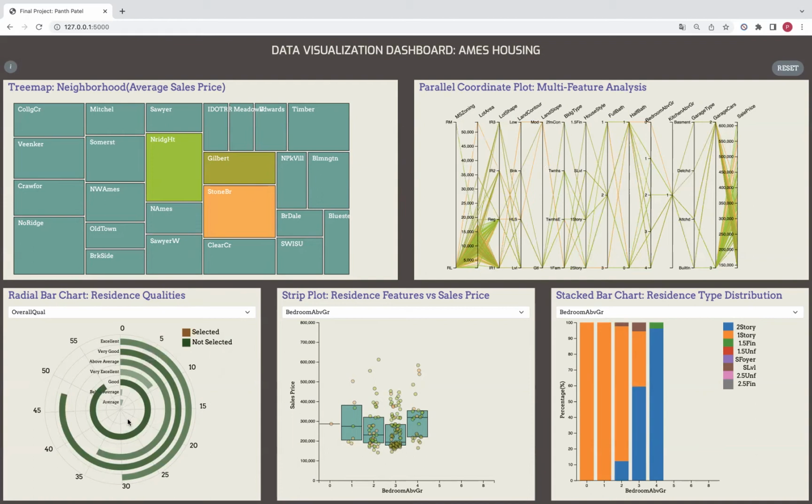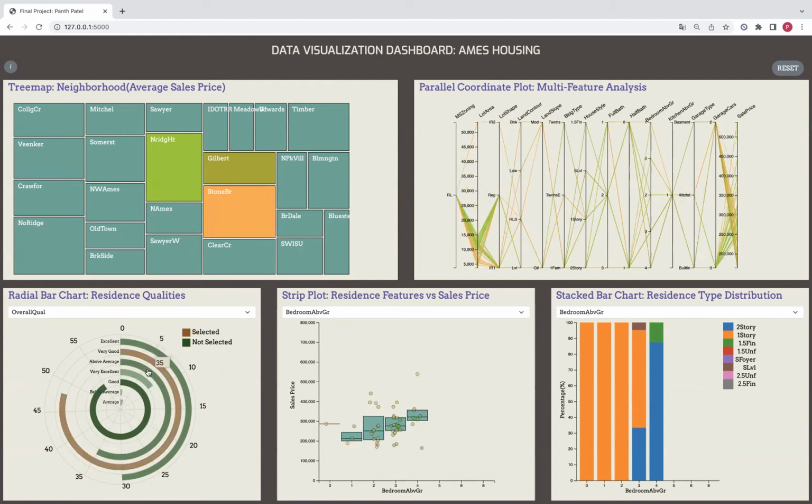And as I said earlier, we can also click on these bars, and clicking on these bars would change the color. The brown color shows it's selected and the green color shows it's not selected. So when I select these bars, the data gets filtered with respect to both the tree map selection and the radial bar chart selection, and the data is reflected on these three plots.